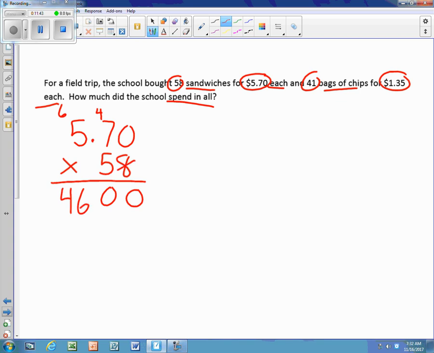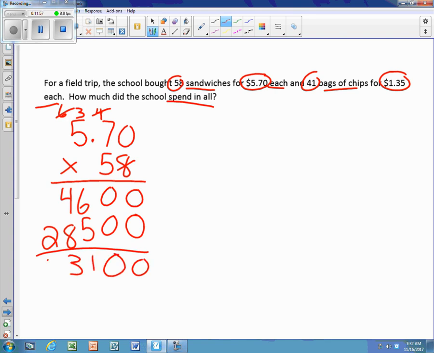We finished with the 8. We go into the 5. We have to put a 0 to start in our tens place. I'm going to add that up. We had jumped 2 spots, so we have to jump 2 spots. So that's for my sandwiches.